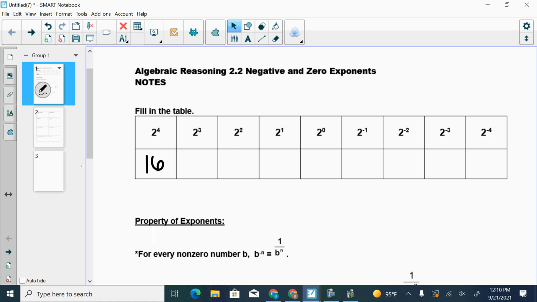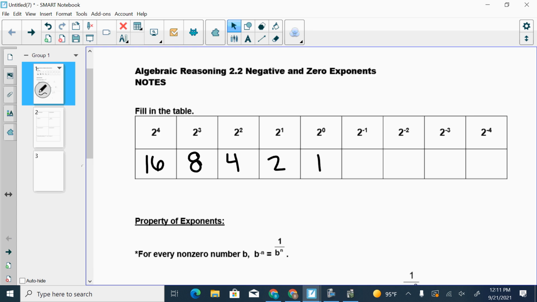What's 2 to the 3rd? 8, good. And what's 2 squared? Good. What is 2 to the 1st? Just 2, right? And 2 to the 0? Right, anything to the 0 power is just 1.